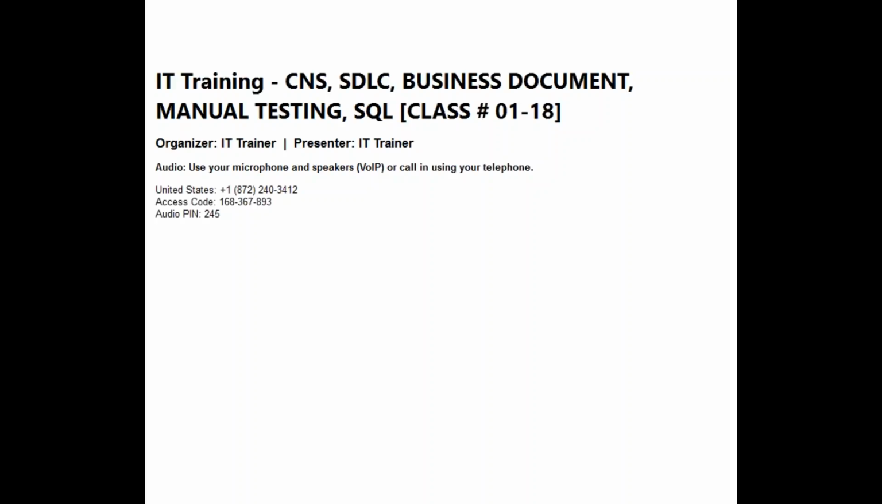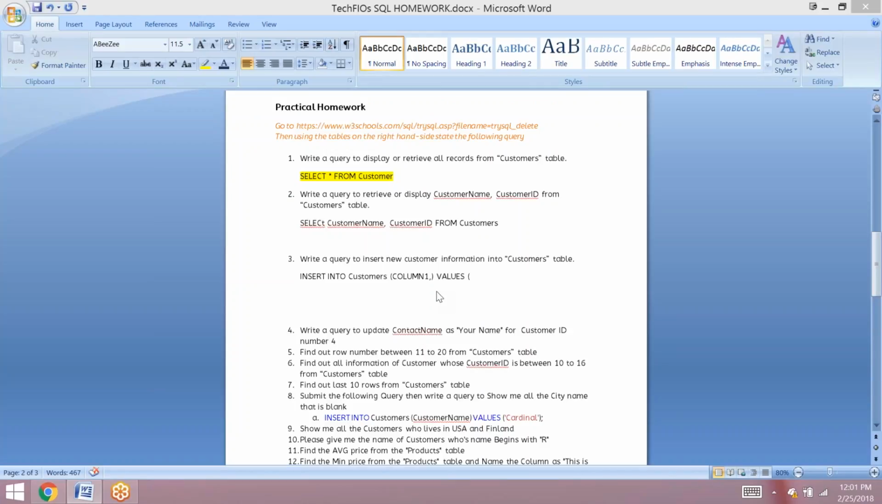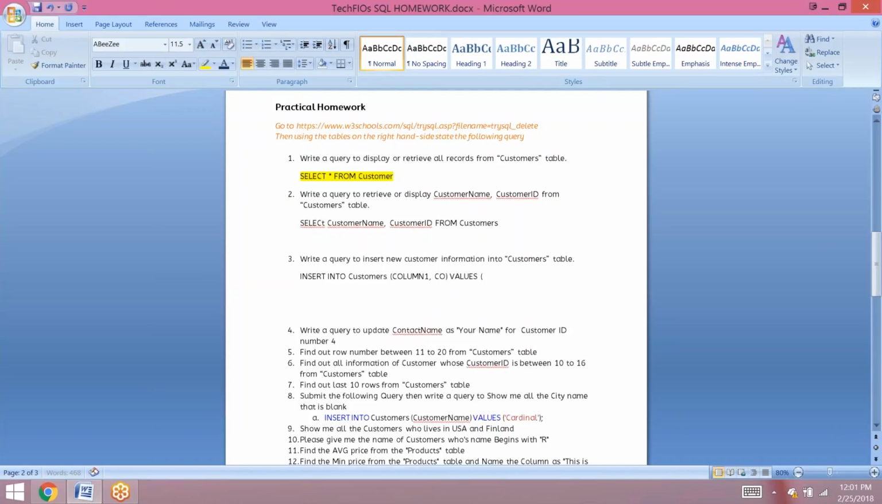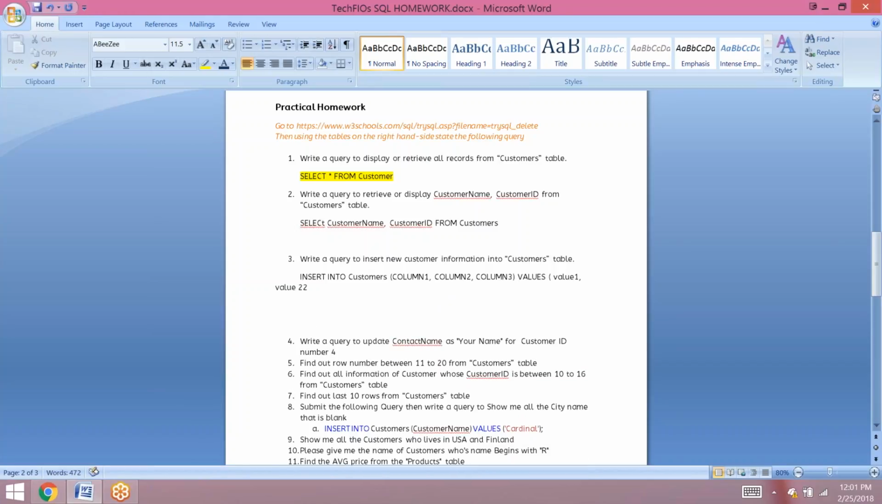Then values. Hold on, column or columns? Columns 1, 2, 3, 4. Column 1, column 2, column 3. Value 1, value 2, value 3. So column 1 corresponds to value 1, column 2 to value 2. Right. Okay.